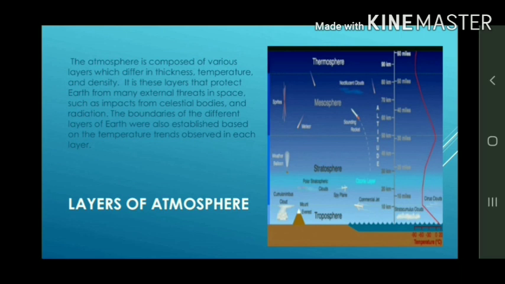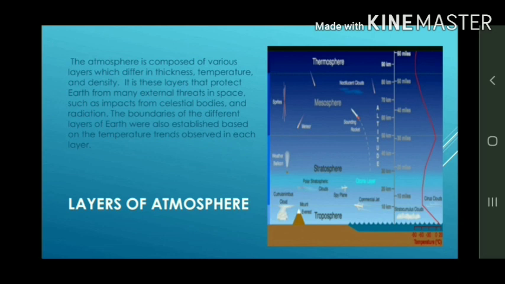So, the atmosphere is composed of various layers, which differ in thickness, temperature, and density. It is these layers that protect Earth from many external threats in space, such as impacts from celestial bodies like asteroids, meteorites, comets, and other heavenly bodies. And also the radiation. It protects us from radiation, like UV rays or ultraviolet rays and solar flares.